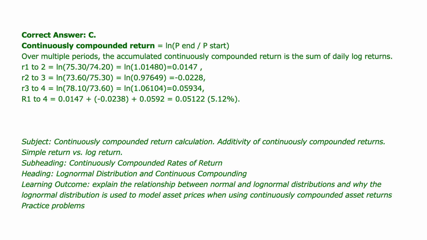The accumulated continuously compounded return is the natural log of the price change, calculated as log of Pn divided by P start. Over multiple days, you sum the daily log returns. The accumulated continuously compounded return over multiple periods is the sum of the individual one-period returns.